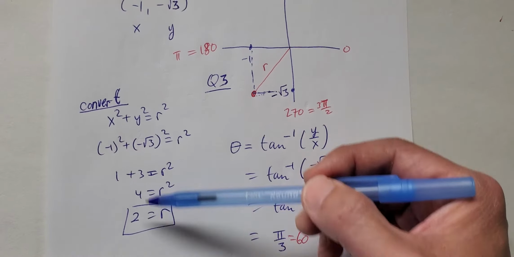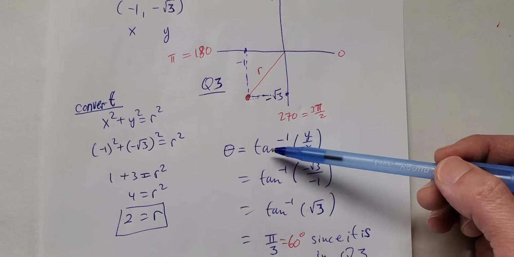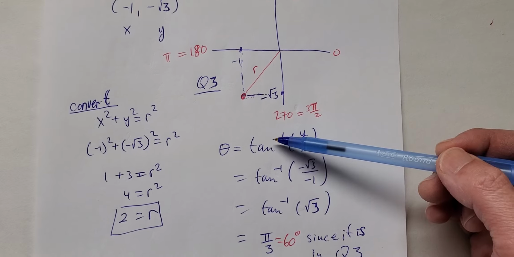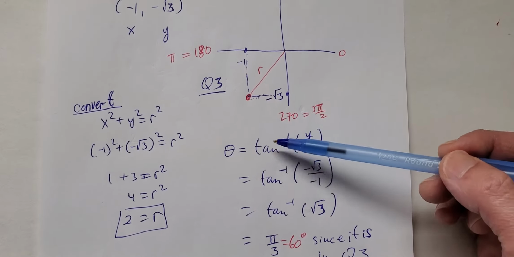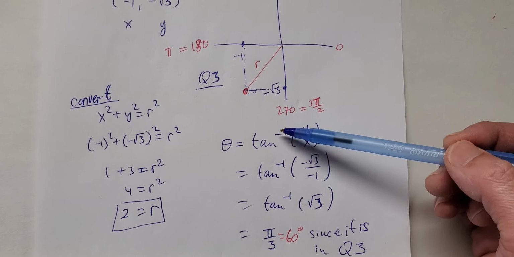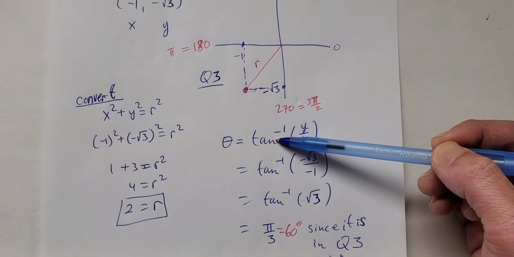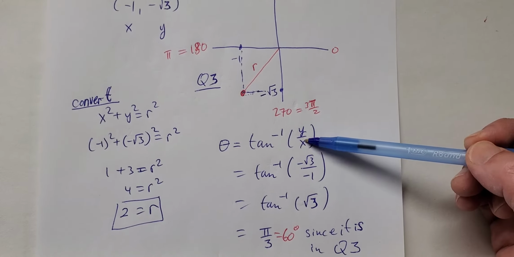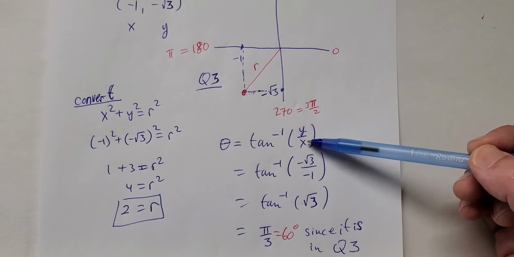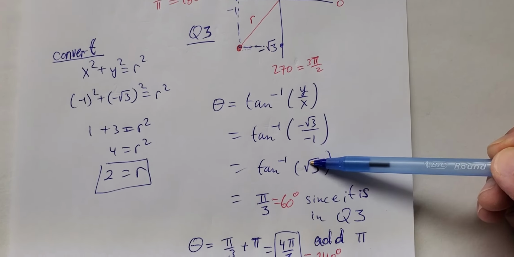Okay, so we know what r is. Now we need to find the angle. Angle is always tangent -1 power. This is the inverse. Okay, this is called inverse. Tangent to the -1. Every time you see that -1, that means inverse. Okay. All right. So it is y over x. Y over x. So we know what y is, negative square root 3. We know x is -1. Negative and a negative become positive square root 3.